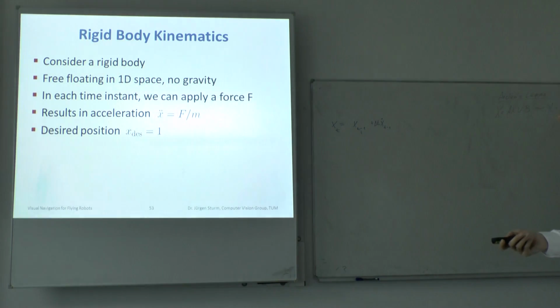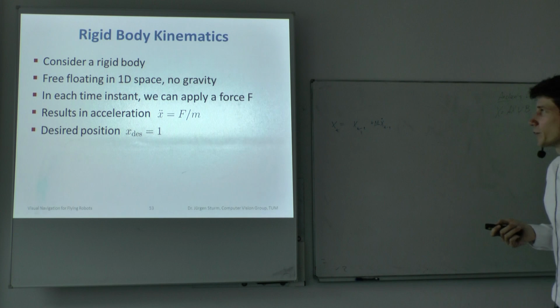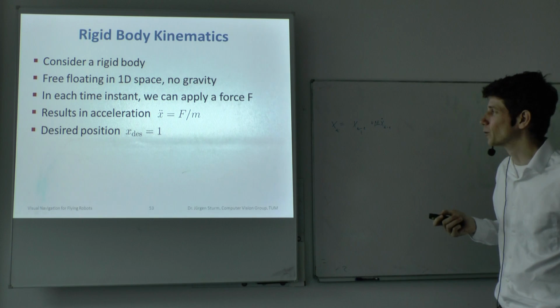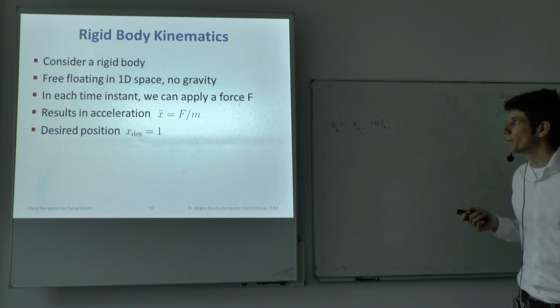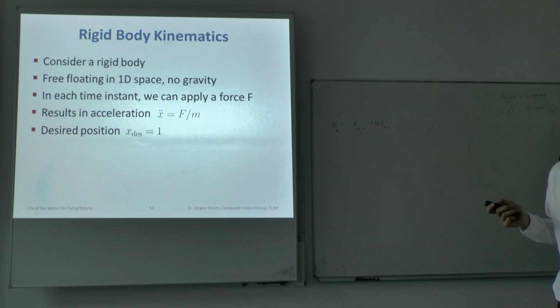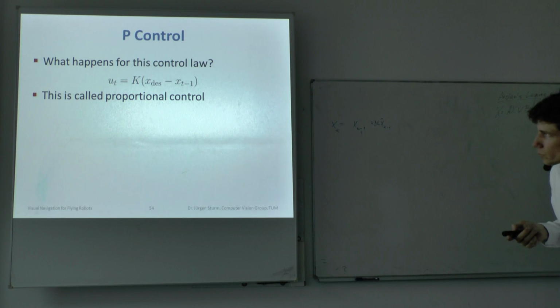Good. Now imagine we want to achieve a certain desired position. Say we want to move our body to x equals 1 by applying a certain force to this rigid body. And as we know, a certain force influences the acceleration depending on the mass. Good. And now we've already seen this simple control law for the shower example.